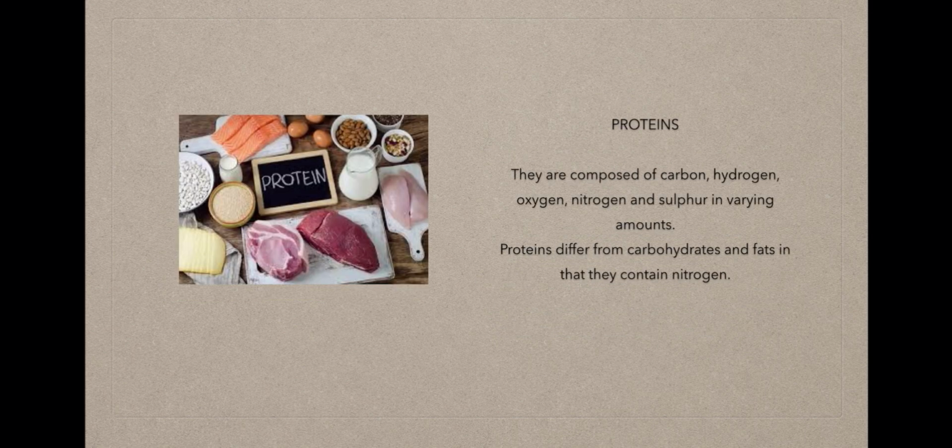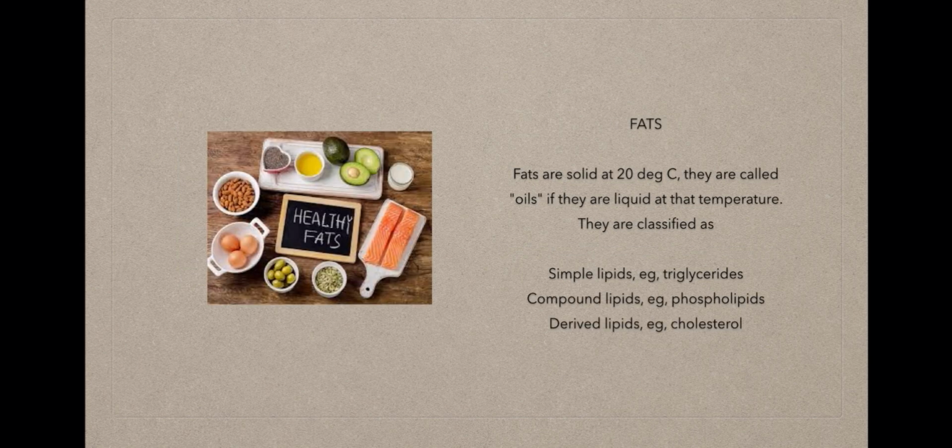Next, we have proteins. They are basically composed of carbon, hydrogen, oxygen, nitrogen, and sulfur in varying amounts. Protein differs from carbohydrates and fats because they contain nitrogen. Next, we have fats. Fats are basically solid at 20 degrees Celsius, and they are called oils if they are liquid at the same temperature. We have different fats like simple lipids, compound lipids, and derived lipids.